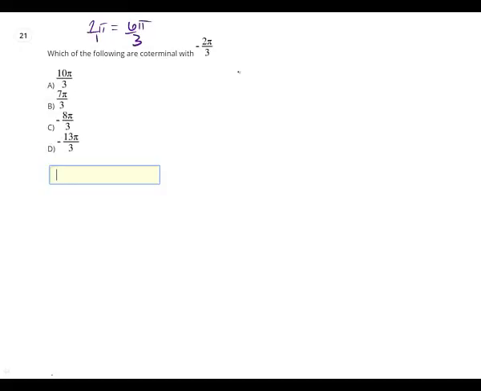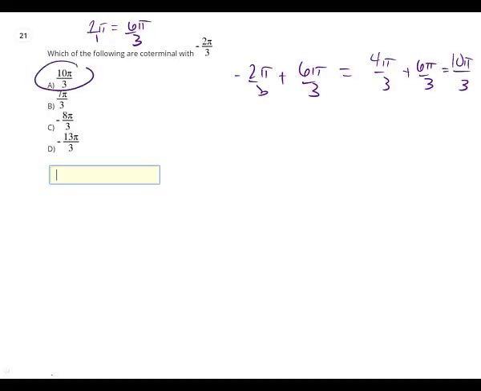So I'm going to start by adding that. So negative 2 pi over 3 plus 6 pi over 3. What do we get for that? Is that one of our choices? No, but we've got some positive one there, so let's do it again. 6 pi over 3, is that one? What do we get for that? Is 10 pi over 3 one of our choices? So A is a correct answer, but that might not be the only correct answer.